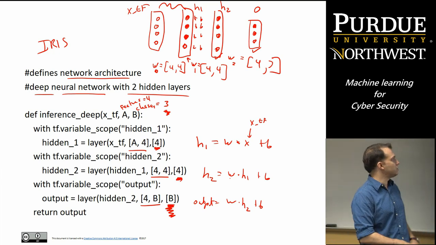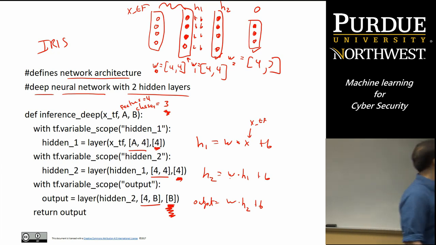So remember, the theme today is to do deep neural nets. You have your inference function over here, right? And you have hidden 1: you call layer, you give it the input x, you give it the dimensions, and that produces hidden 1. Then you do hidden 2 with layer, which takes the output of hidden 1 and the dimensions, and then the last one, the output, the variable here, and that produces this output as well. So hidden 2 through layer goes to output.